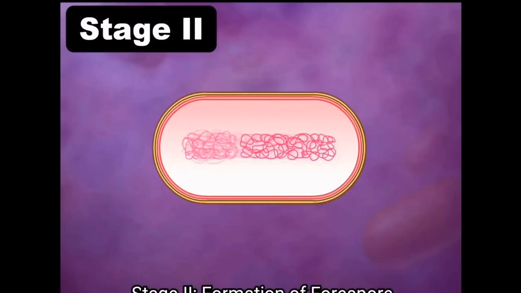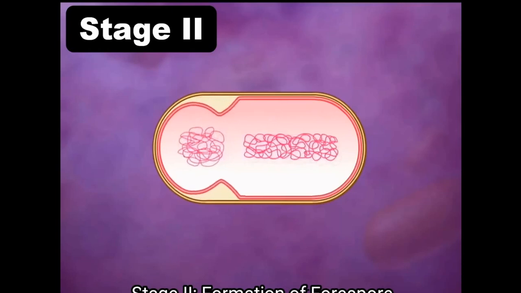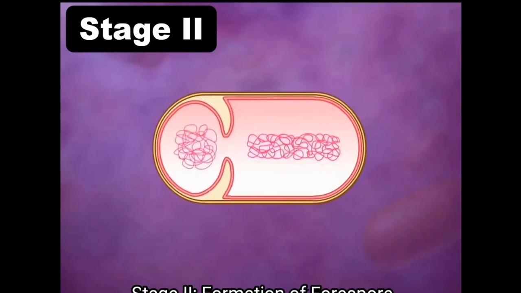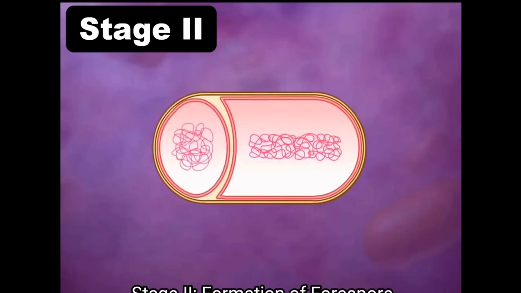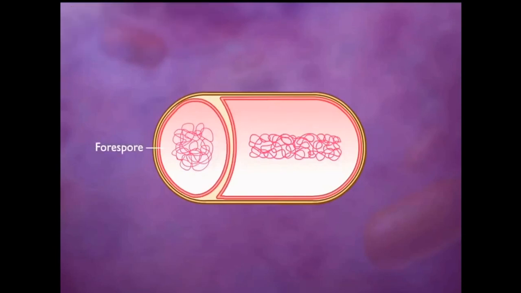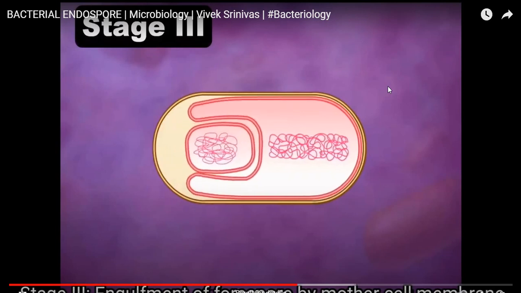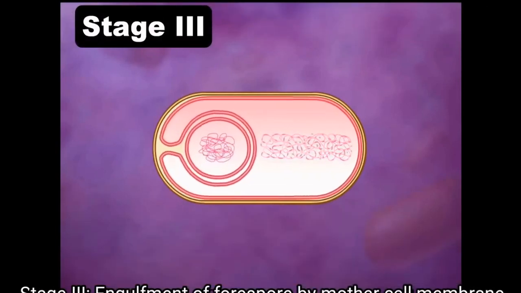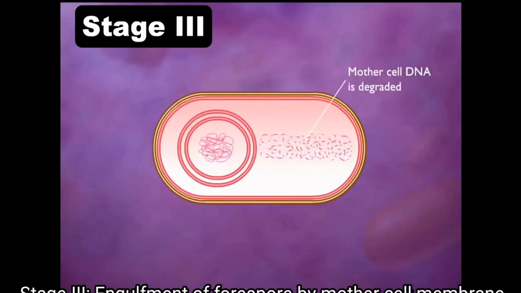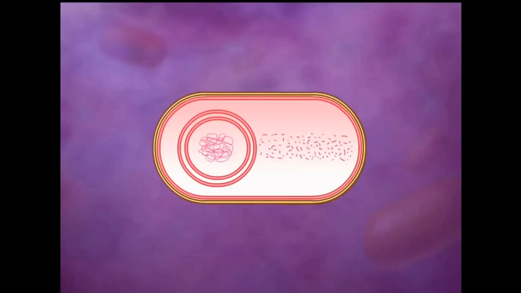In stage 3, the mother cell membrane continues to grow and engulf the developing spore. Now, the developing spore is surrounded by the 2 membrane layers. In stage 4, the peptidoglycan is laid between the 2 membranes of the developing spore to form the spore cortex. The calcium dipicholinic acid is formed inside the developing spore, where the calcium enters from the outside, and in exchange, it loses the water. Once the protein coat is formed over the cortex, the spores get matured.